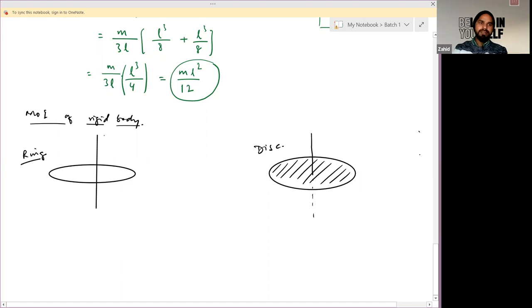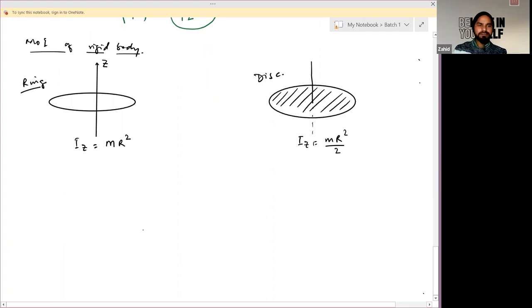This axis is along the z-axis, so moment of inertia will be defined along the z-axis. So Iz will be mass of the object times r square, where r is the radius of this circular ring. For the disk about this given axis, it will be m times r square divided by 2.